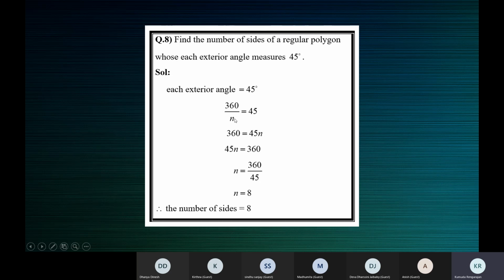Because when we write 360 by n, n is the number of sides. Exterior angle is given to be 45 degrees. Each exterior angle, okay? Each exterior angle is 45 degrees. 360 by number of sides will give you, see, it's a regular polygon. That is why we know each exterior angle. Otherwise, in a polygon, the sum of all the exterior angles will be 360, but the measures of each of the exterior angles will be different.